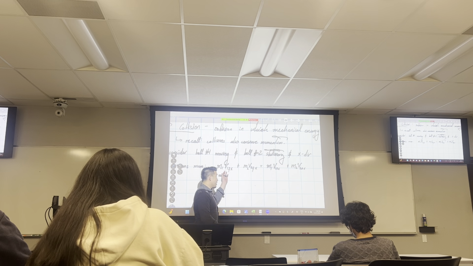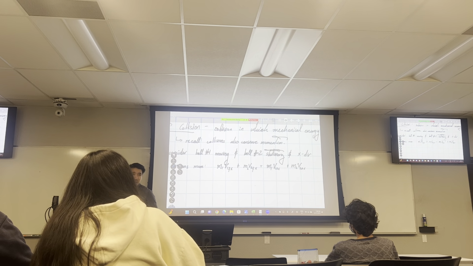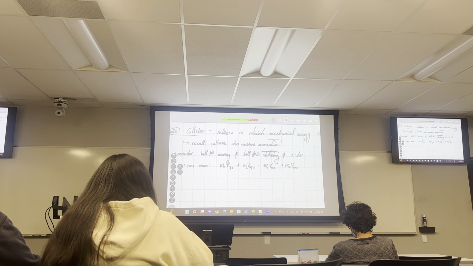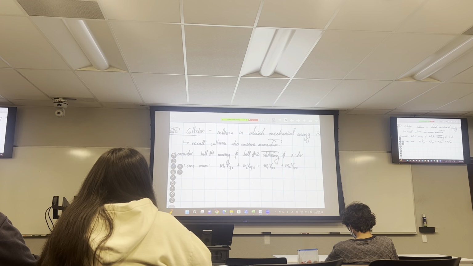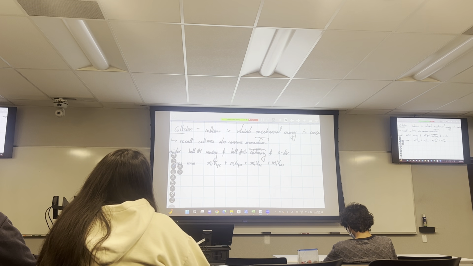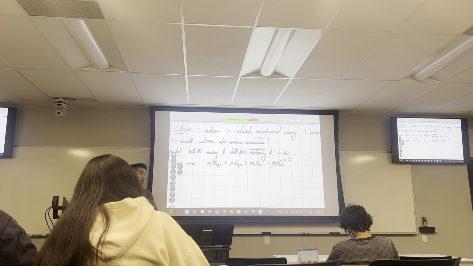Now in this scenario, what can we immediately simplify? No, we don't know if the masses are the same. The initial velocity of ball 2 is 0. Yes. Ball 2 is stationary, so that guy is equal to 0.